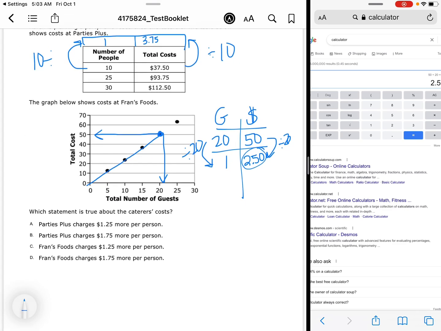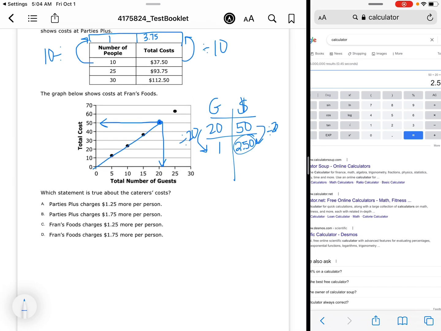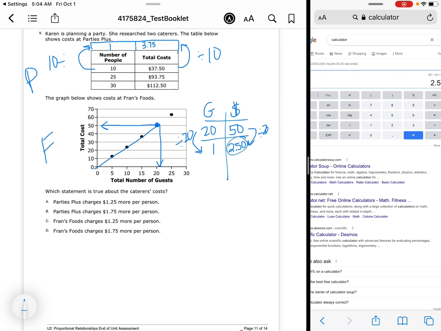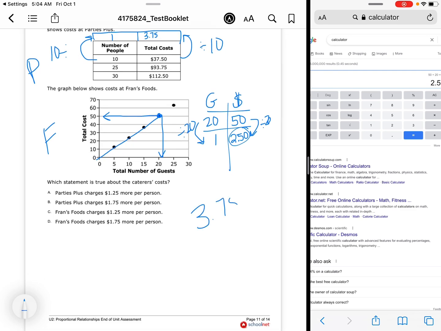So then it says, which statement is true about the caterer's cost? Parties Plus charges $1.25 more per person. Well, this one's Parties Plus and this one's Fran's Foods. So I know Parties Plus is more expensive because it was $3.75 a person. I need to figure out how much more. So when they ask me how much more, I know I have to subtract. So $1.25 more a person, so it's not B and it's not D, and I know Parties Plus charged more, so it has to be A.